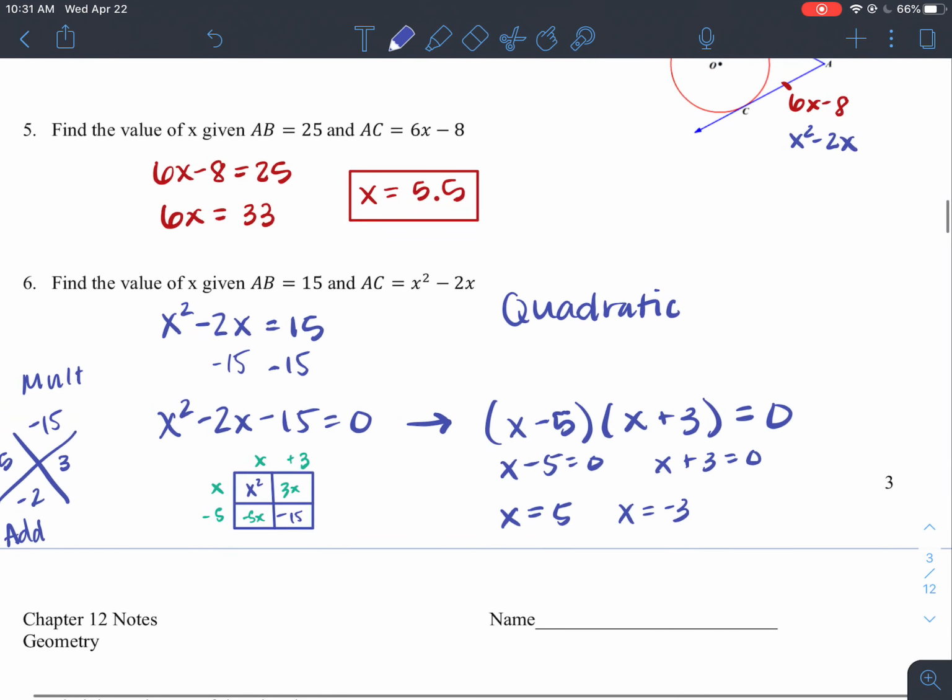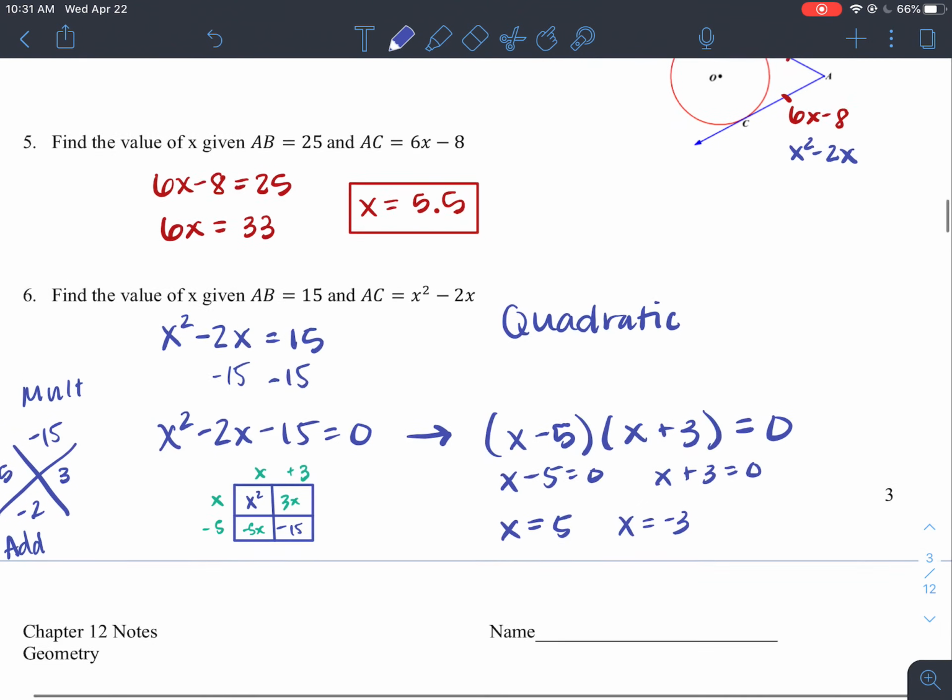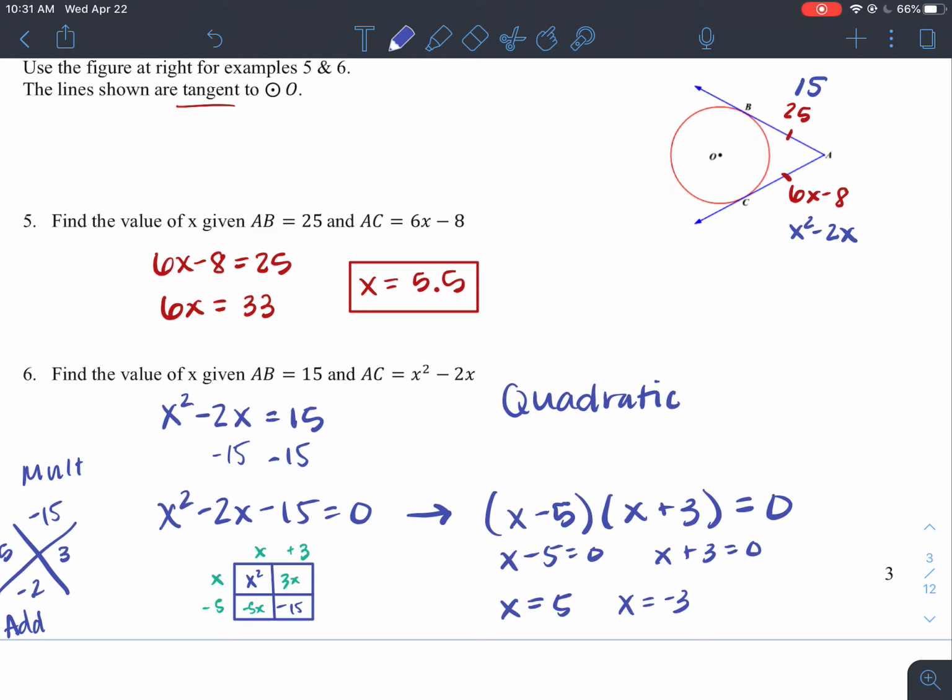I need to go back and check and make sure that these numbers make sense. I need to do that, because I have two answers. They could both work, or one could work and one could not. So I need to go back and check. And so what I want to do is plug them back in here to that AC value and say, okay, what is AC equal when x is equal to 5? Does the value I get make sense? So we're going to check this.